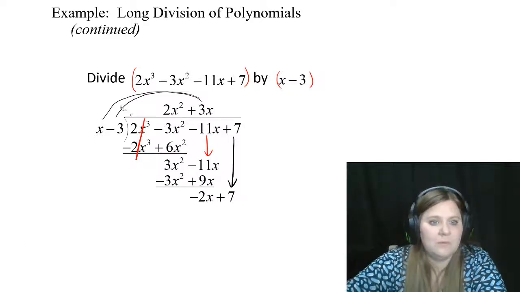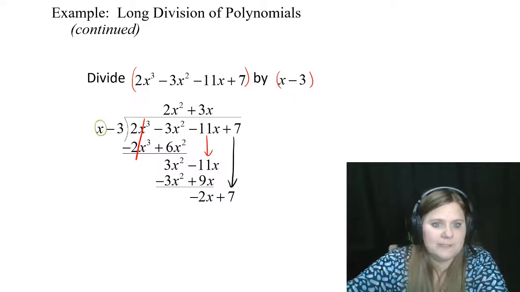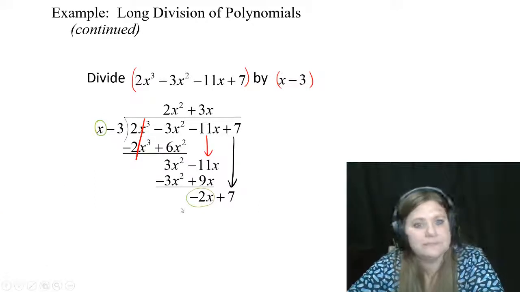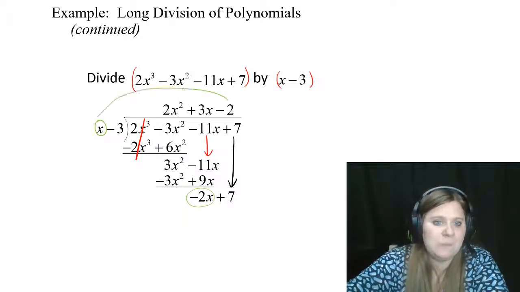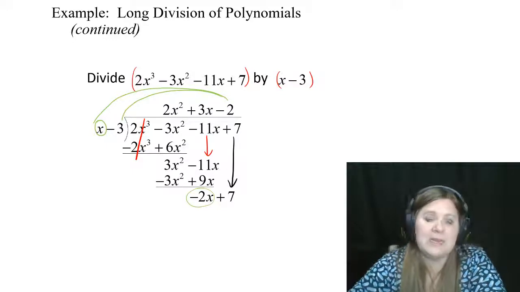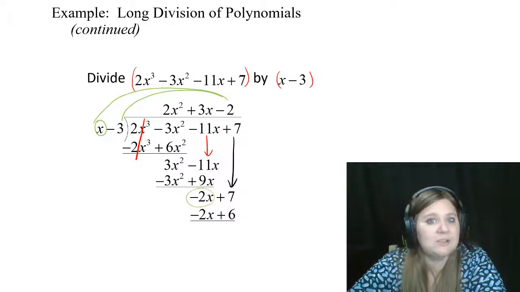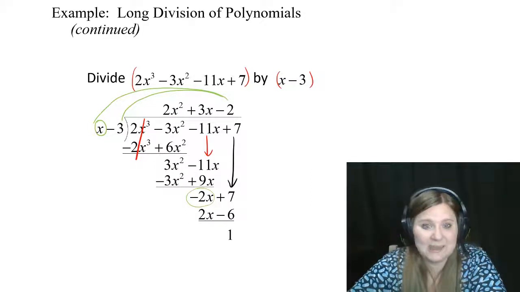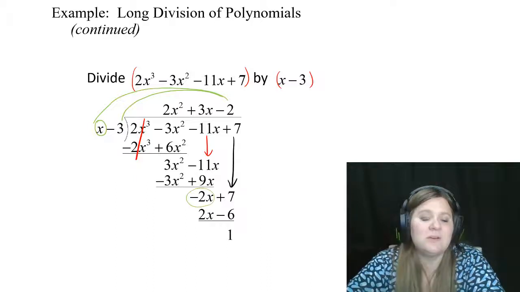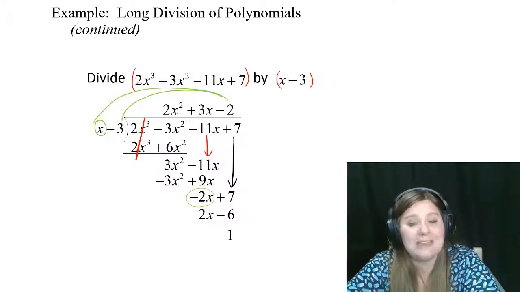Now I want to know, what do I multiply x by to get negative 2x? Well, that's just going to be a plain old negative 2. When I distribute that, I'm going to get negative 2x plus 6. Then I have to change my signs and add down. So you'll see here that after all of that, I have a remainder of 1, and I have to stop here.